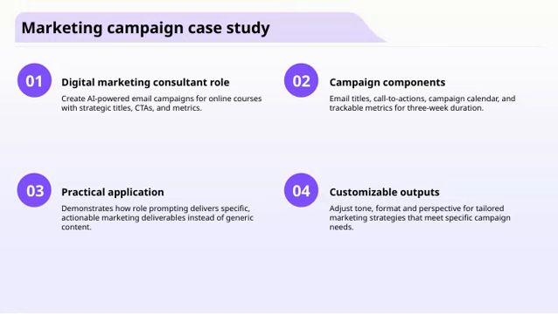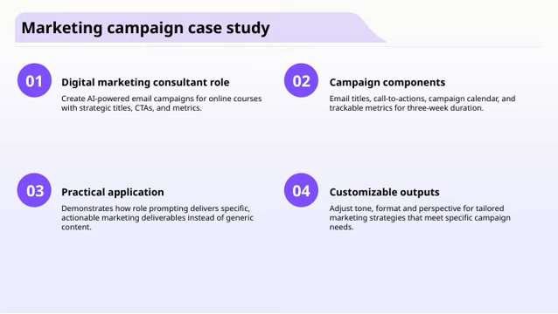Now, let's look at this case study focusing on a digital marketing consultant's role. The main idea here is creating AI-powered email campaigns specifically for online courses. These campaigns are designed with strategic titles, compelling calls to action, and important metrics to measure success. The campaign components include essential elements like email titles, which need to grab attention, clear calls to action that guide recipients on what to do next, a detailed campaign calendar to keep everything on track, and trackable metrics to evaluate performance over a 3-week period.